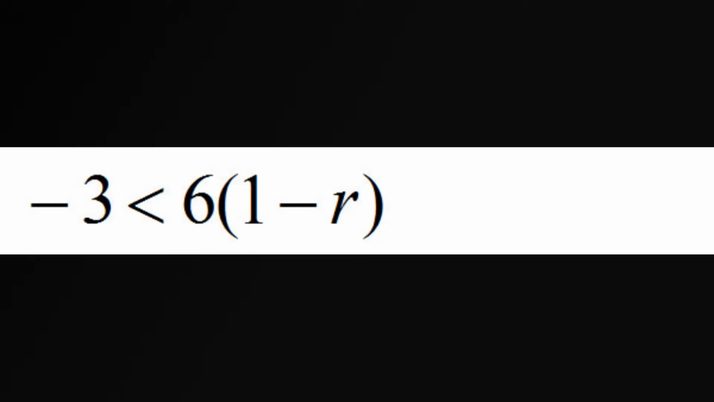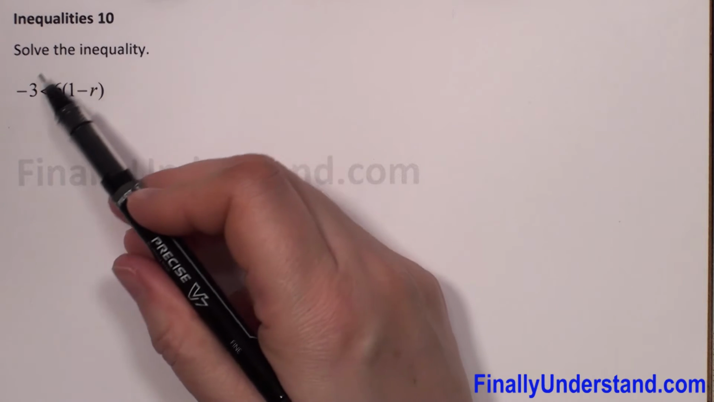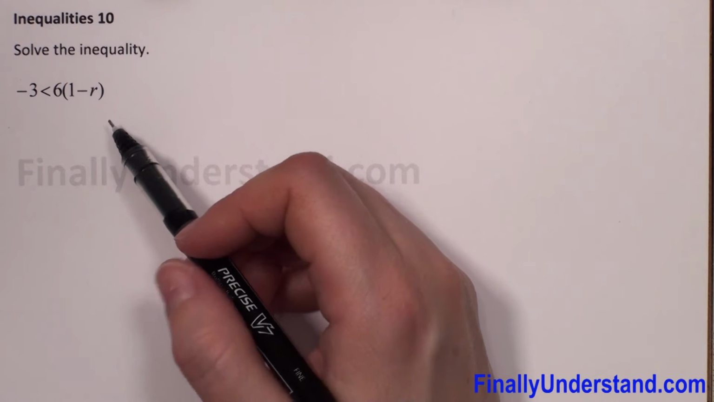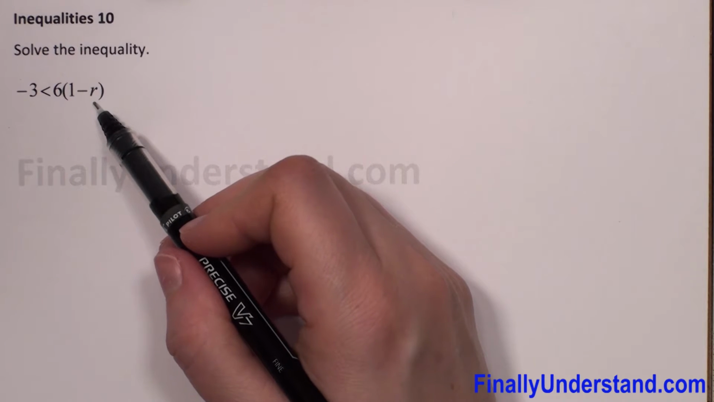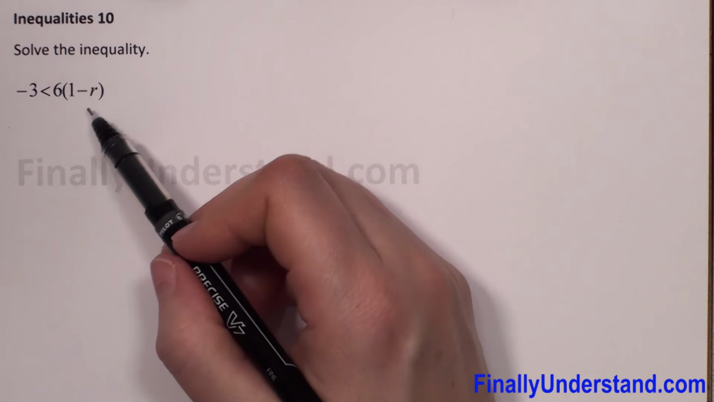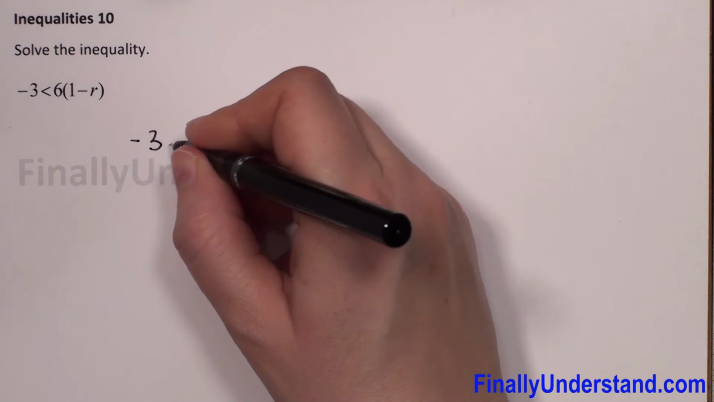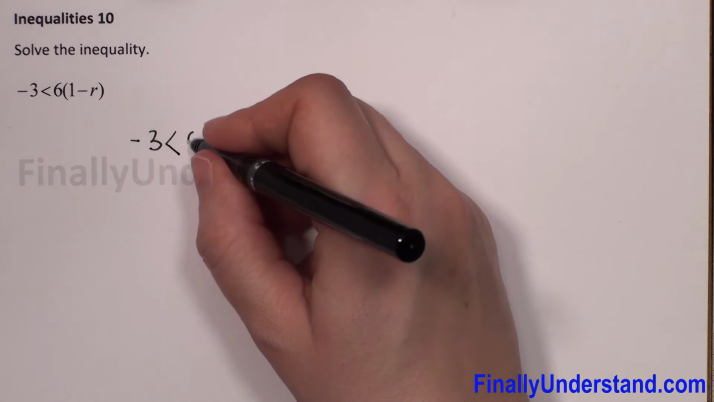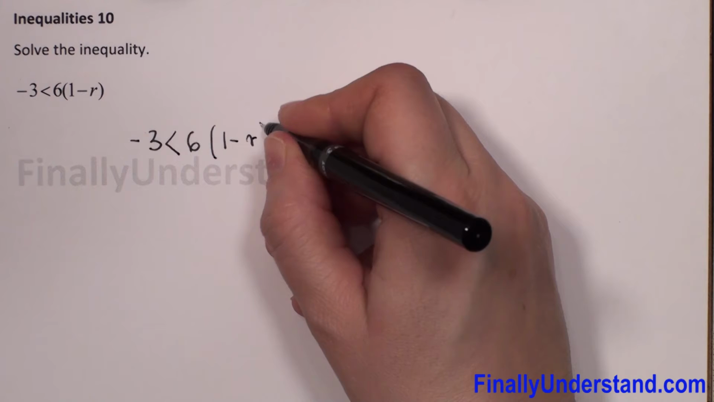We have the inequality negative 3 is less than 6 times 1 minus r. When we have to solve an inequality, it means we have to find all possible values of, in our example, r, for which this inequality is true. Let me copy this first. I have negative 3 is less than 6 times 1 minus r.